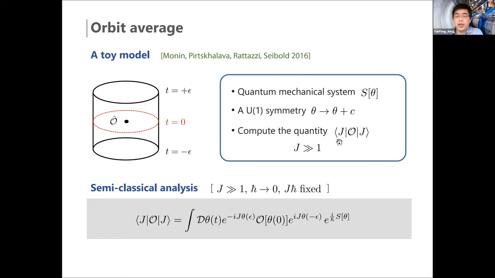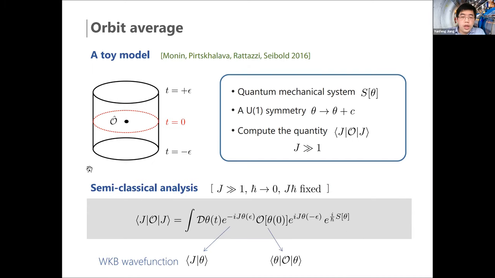And in this quantum mechanical system, we are interested in computing this heavy-heavy-light correlation function, or this diagonal form factor, where we take this U(1) charge J to be very, very large. If this J is very large, we can compute this quantity in the semi-classical analysis, in the WKB approximation. So we take J very large and h bar goes to zero with the product fixed. Then we can express this quantity in the path integral form, where this exponential of minus iJ theta is just the WKB wave function, and this O is the wave function of the operator O.